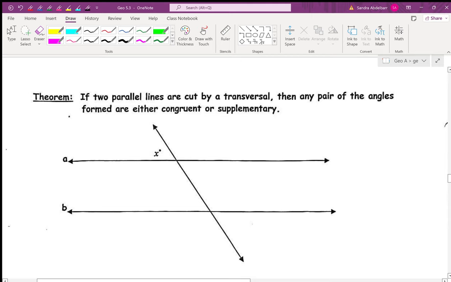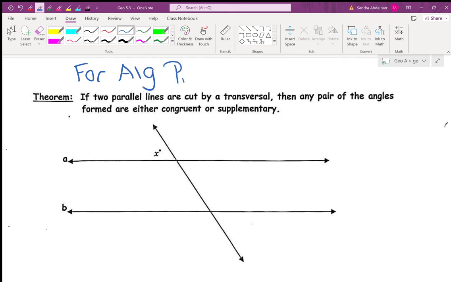All right, so this next one is for algebra problems only. You could only use this for algebra problems. I will not allow you to use this in proofs. If two parallel lines are cut by a transversal, then any pair of the angles formed are either congruent or supplementary. So how are we going to use this little trick? Because it is a nice little handy trick.